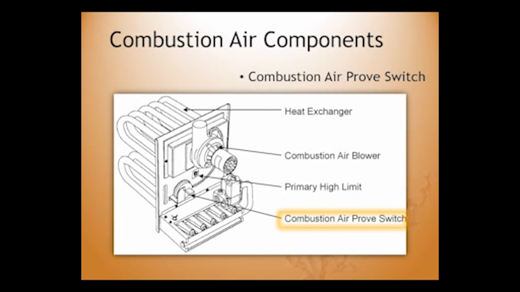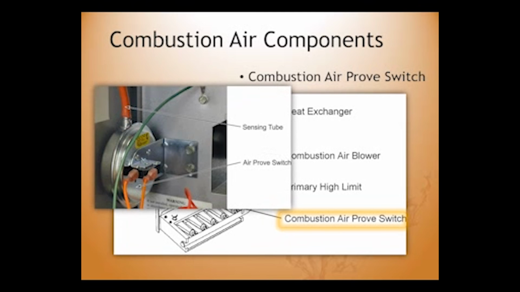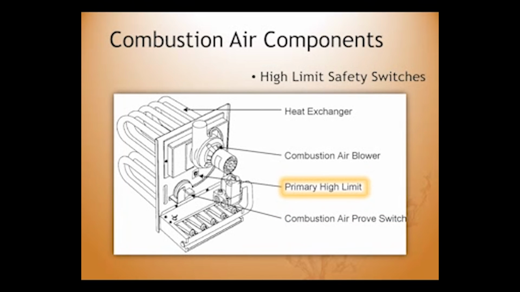It is a normally open switch inside a pressure controller. There is a hose that attaches the switch to the combustion air chamber, which senses the air pressure. And when the fan creates suction, the switch will close. If the switch is left open, it will prevent the burner from firing. Another safety device we have is the high limit safety switch, which can either be a bimetal strip or a switch that is a normally closed switch.